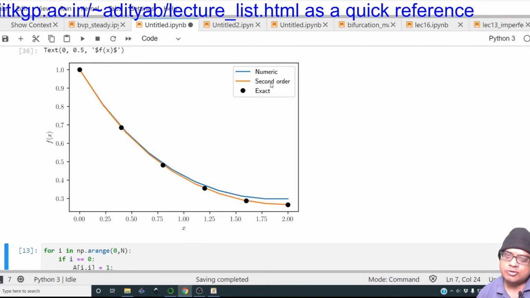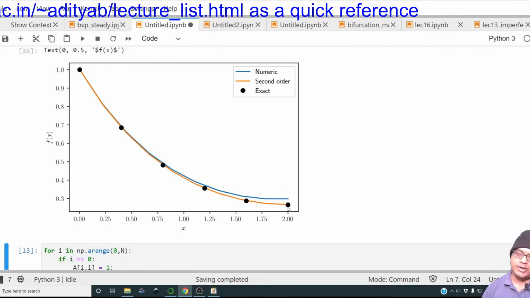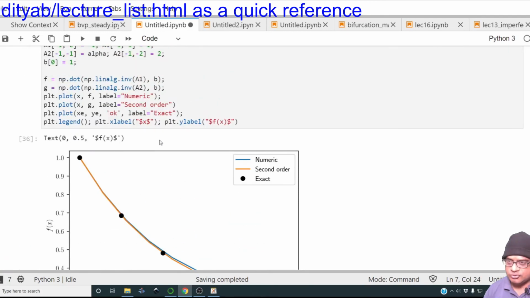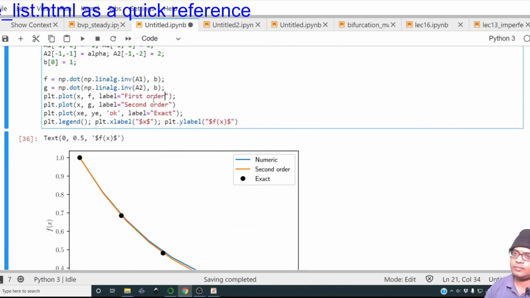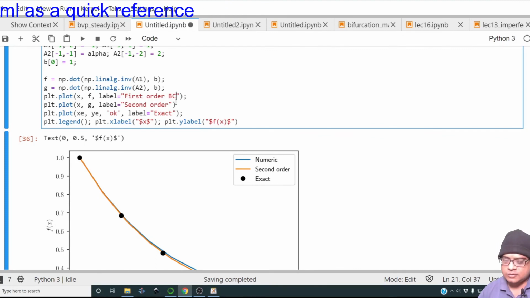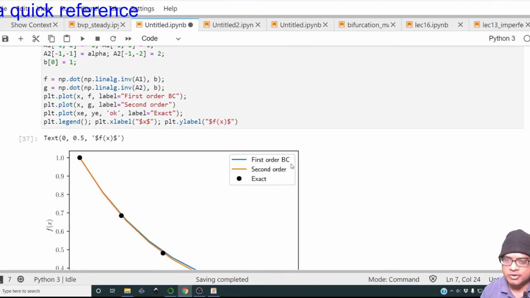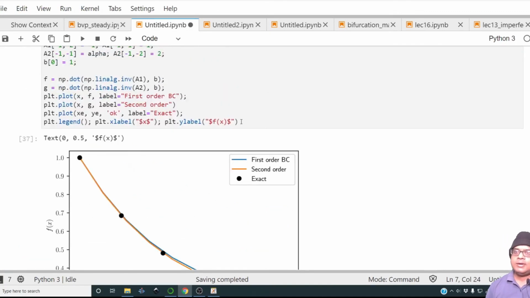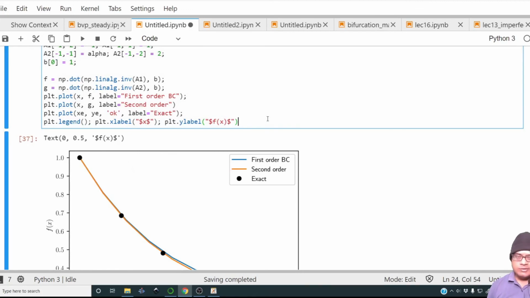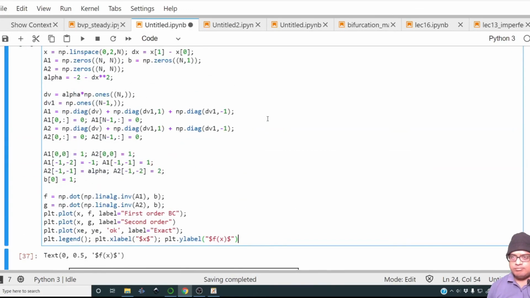So look, the second order solution is far more accurate than the first order solution. In fact, let me label it first order, just to say that the boundary condition is of the first order. Okay, the second order boundary condition matches quite well. So what you can do is give a go of this technique that you learned, the ghost node.